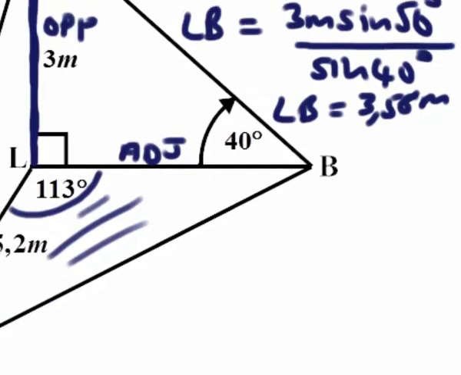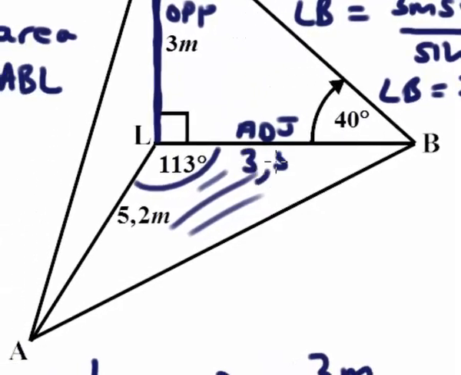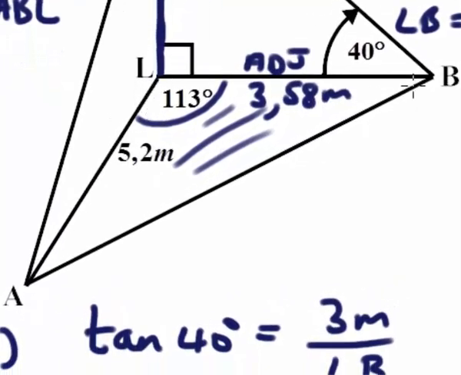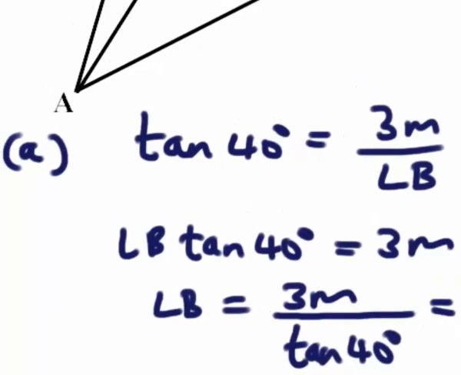And then the other one was the length of AB. Now we've got LB as 3,58 meters. If you look at the triangle at the bottom here, we've got 2 sides and the included angle. So how do we do that? We use the cos rule. So let's write that down. I'm going to give myself some space by deleting this over here. And then how do we do this?